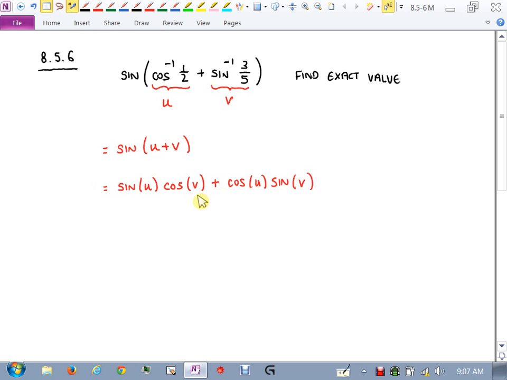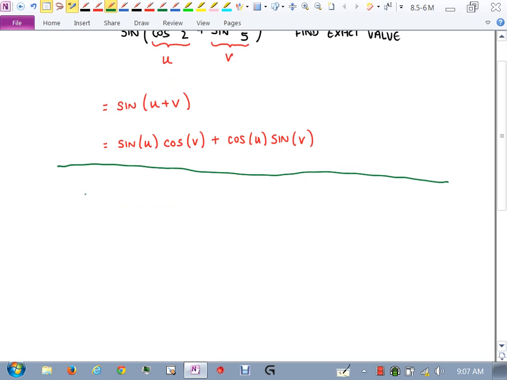Okay. Then I can replace my U here with this and my V with this, but I just wanted you to see that this has the same format as the sine of U plus V, so I can convert it to that. Yes? Okay. Now I'm going to stop for a second and look at U and V separately. So let me look at what U is. U is equal to cosine inverse of 1/2.